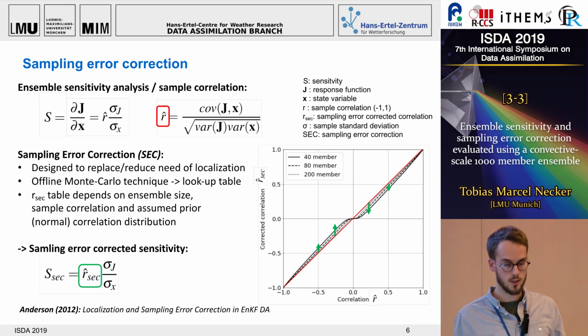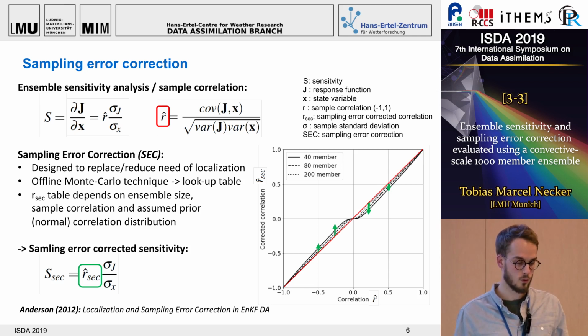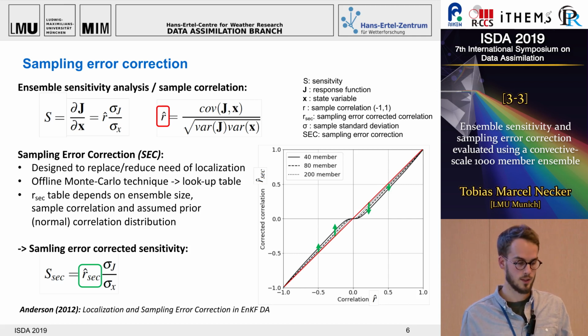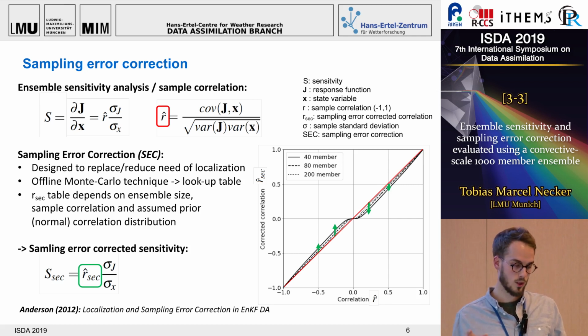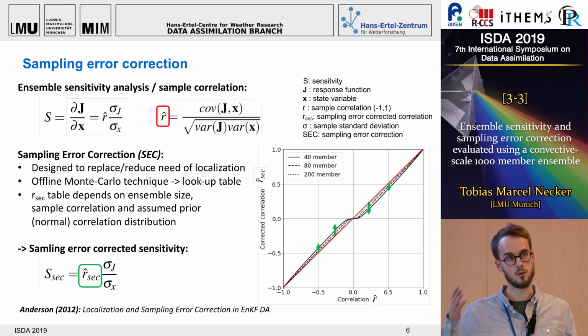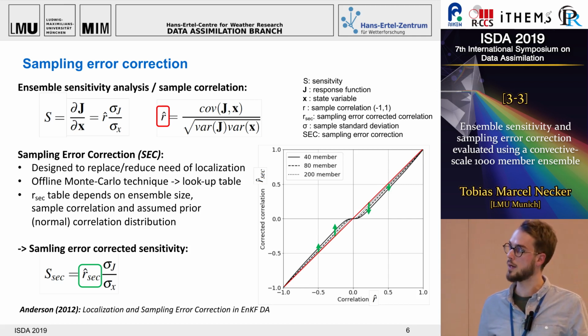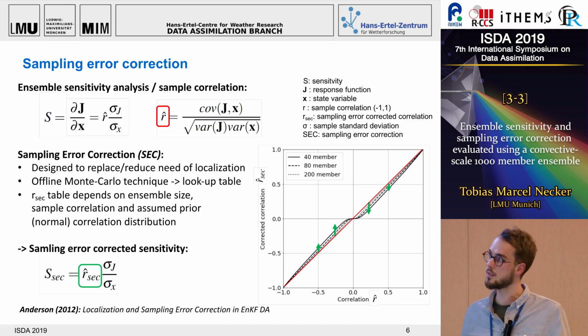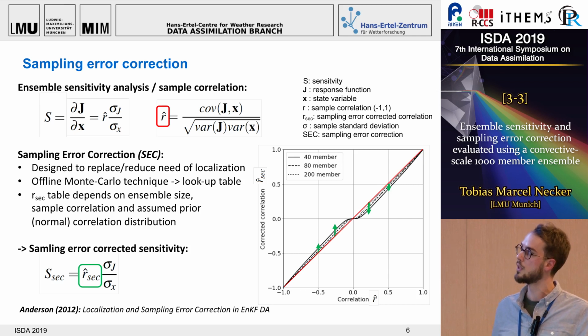Now the sampling error correction comes into play. This is a statistical approach. I'm not going into detail, but you have to know that there are some assumptions that go into the sampling error correction. It's calculated using an offline Monte Carlo technique, and this provides a lookup table for a certain ensemble size and correlation value that you get. What is also really important is the assumed prior distribution that you take to calculate the correlation. In this case, a normal distribution was assumed.